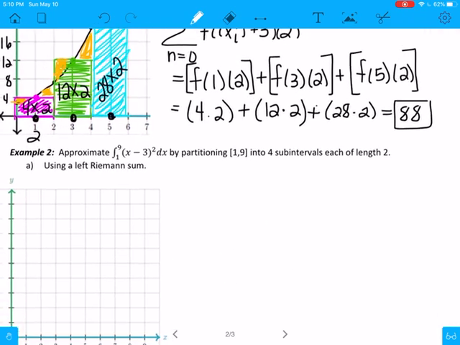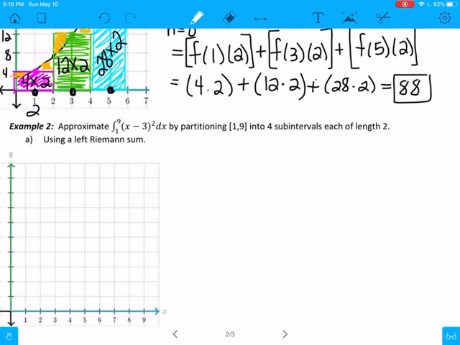Example 2 is the exact same thing, except it's from 1 to 9. It's x minus 3 squared dx, and I'm partitioning between 1 and 9 with 4 subintervals of equal length of 2. Well, we can find that out. If you got the first part and you're like, dude, I have this, I just want to copy notes, I'm putting the actual filled in version of notes online so you can go look. Or if you're like, I got this, I don't need the other example, good. You can go right to doing the work. If you're like, man, I just need to see another one, here it is. This is the second example, okay?